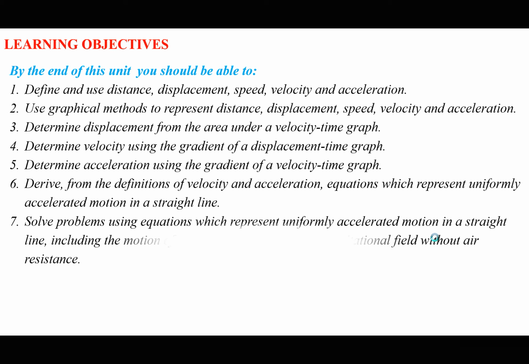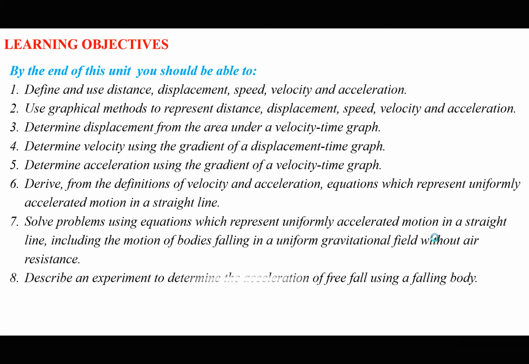Then we shall solve problems using equations which represent uniformly accelerated motion in a straight line, including the motion of falling bodies in a uniform gravitational field, where we shall just consider g to be equal to 9.81 without air resistance. We shall always assume air resistance is negligible, and therefore that the acceleration is constant and is 9.81. Then we shall describe an experiment to determine the acceleration of free fall using a falling body.